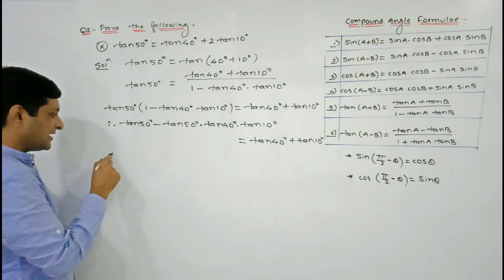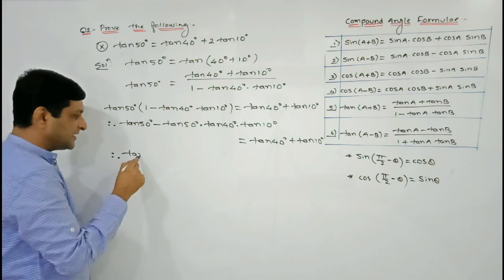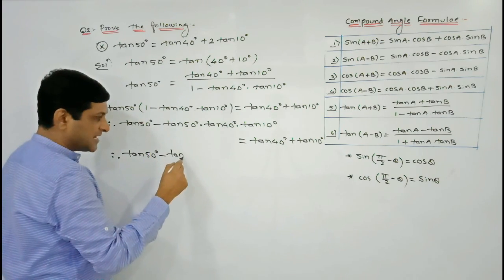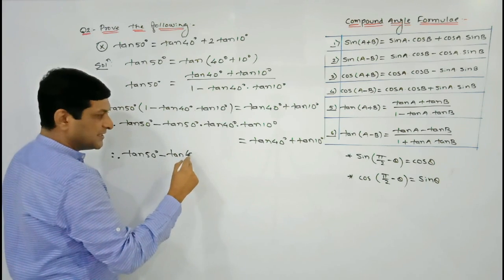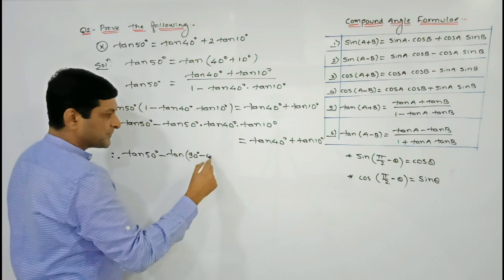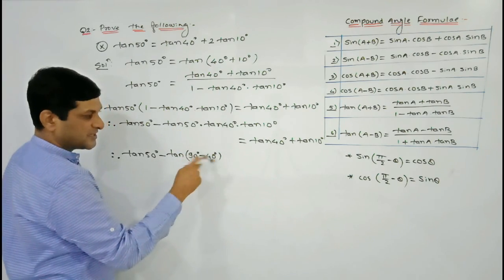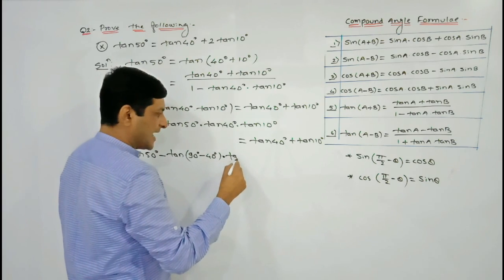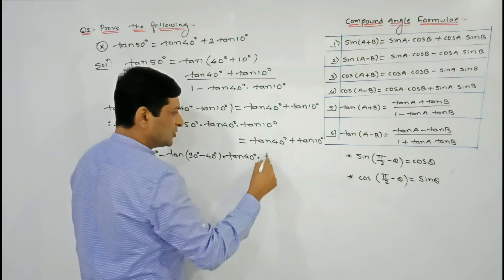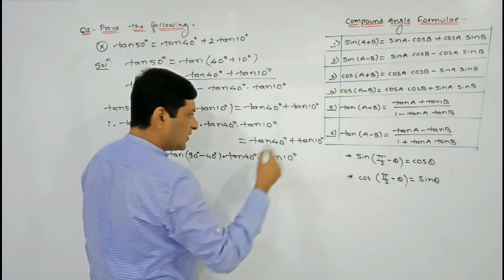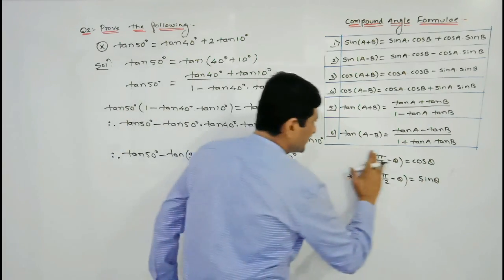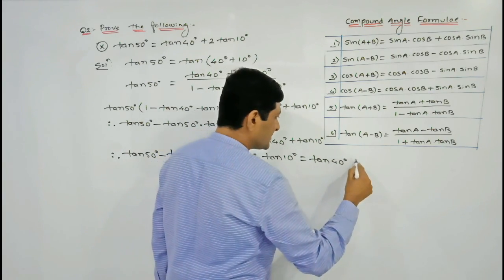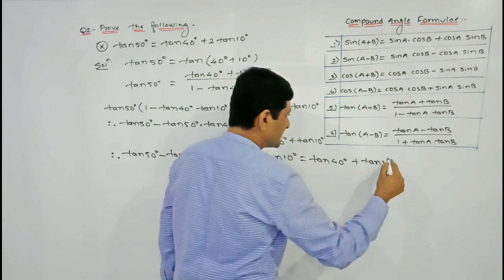So now observe it very carefully. Keep this tan 50 degrees as it is, minus, I am not disturbing the tan, keep it as it is. Can I write 50 degrees as 90 minus 40? Yes, 50 can be written as what? 90 minus 40, because 90 minus 40 is what? 50 degrees. Keep the remaining term as it is, tan 40 degrees into tan 10 degrees, and on this side also keep this term as it is. What is the right hand side here? So it is equal to tan 40 degrees plus tan 10 degrees, isn't it?